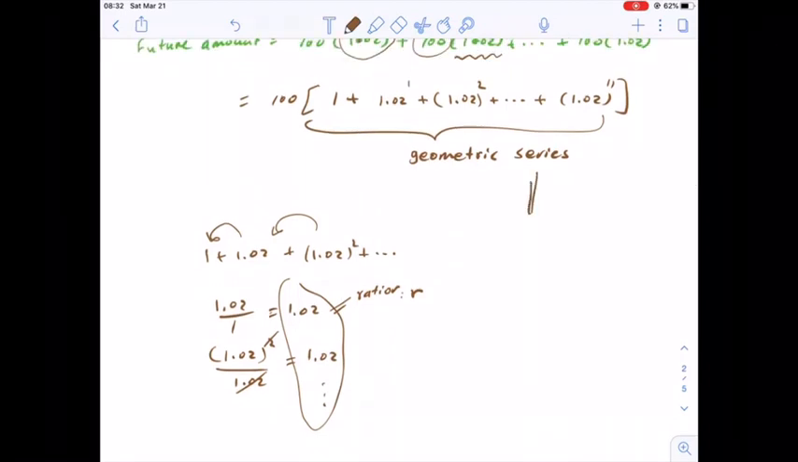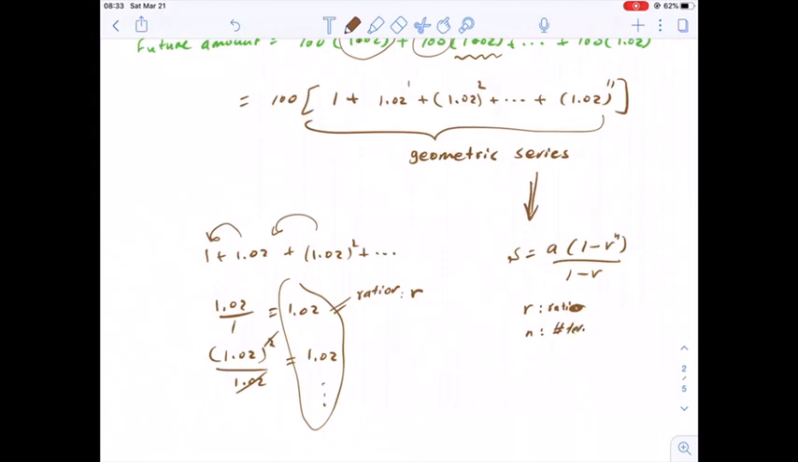Now for a finite geometric series, we have the following sum. Instead of finding the sum by adding these up, we can find the sum of this series by applying the formula: S equals A times 1 minus R to the power N, over 1 minus R, where R is the ratio, N is the number of terms, and A is the first term.